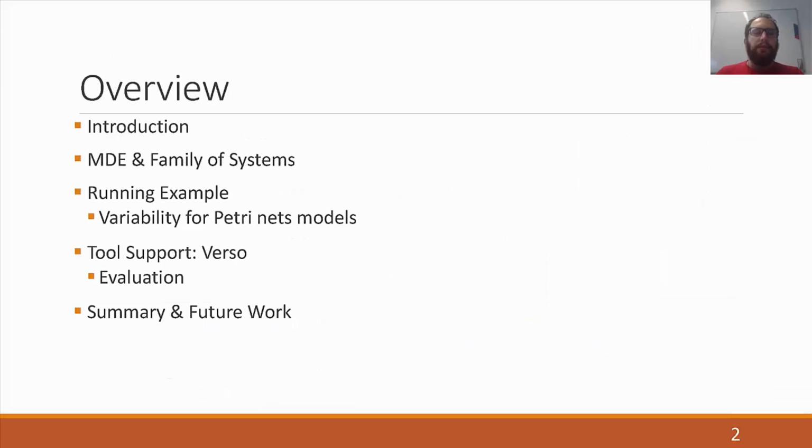In this presentation I will introduce the concept of variability in production systems and the technical cost that implies the combination of software product lines and model-driven engineering. After this, I'm going to present our approach to mitigate this problem, using PetriNet as a running example. Then, I will introduce the tool that we implemented called Verso, and finally a summary and future work.